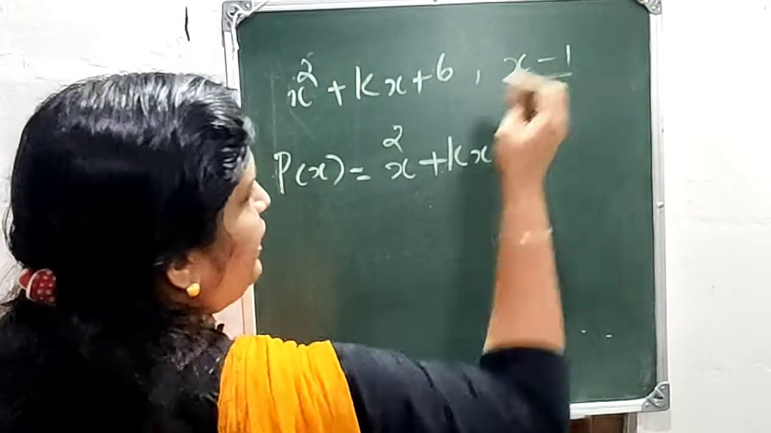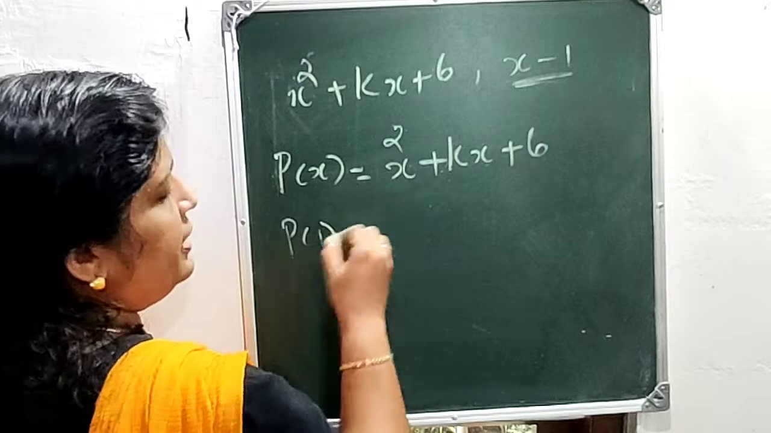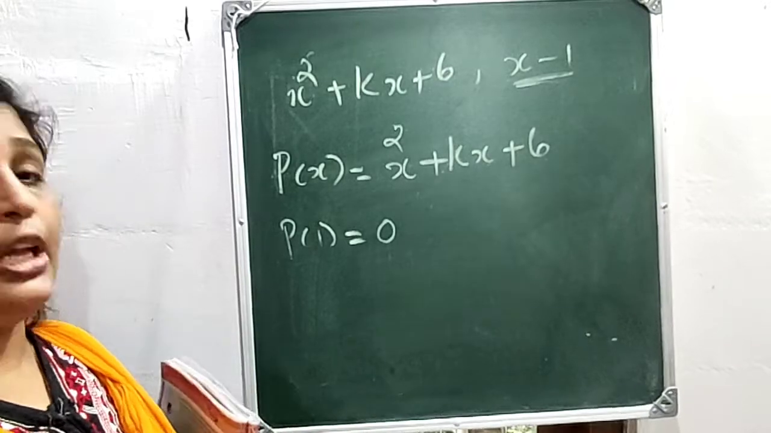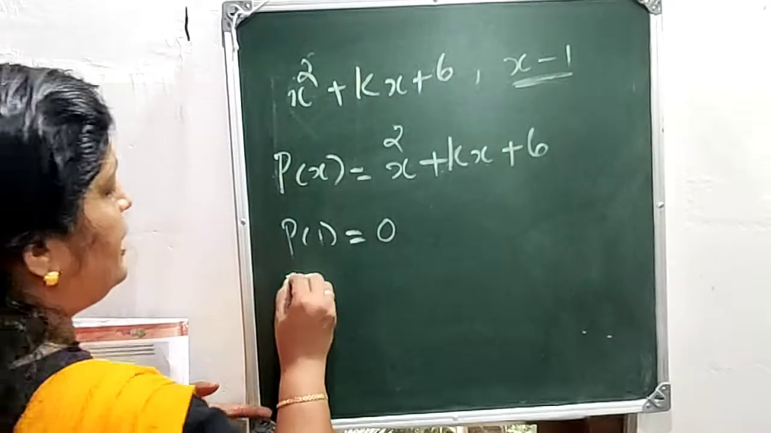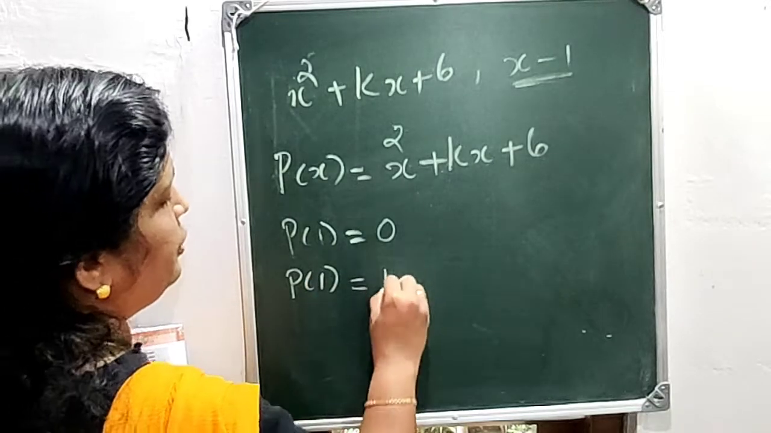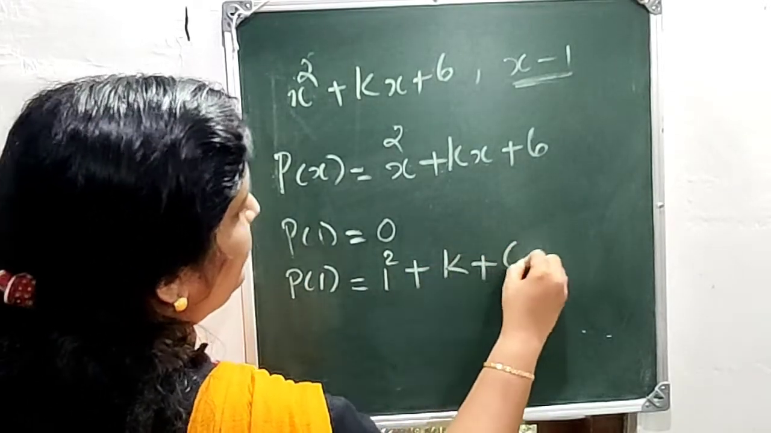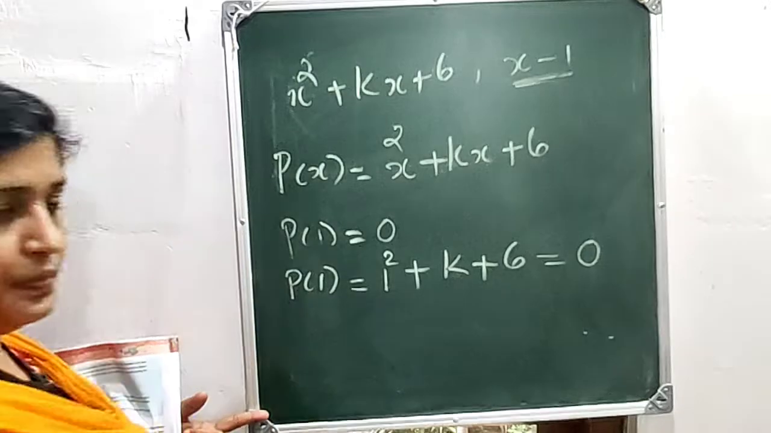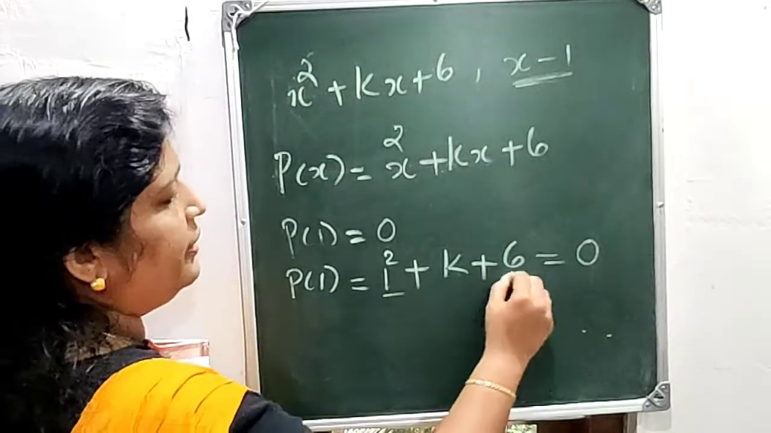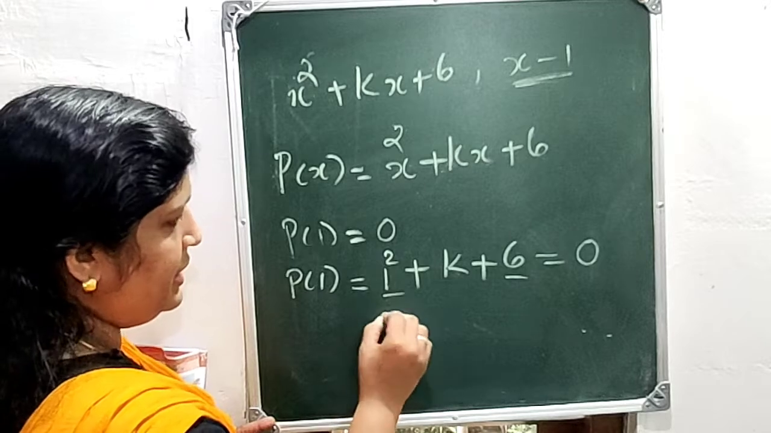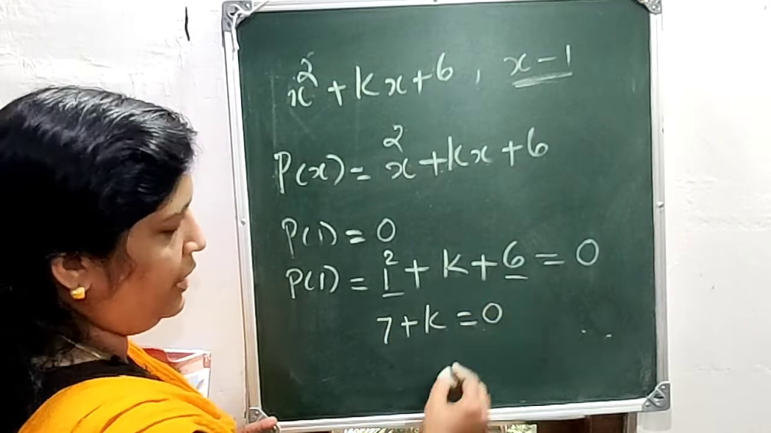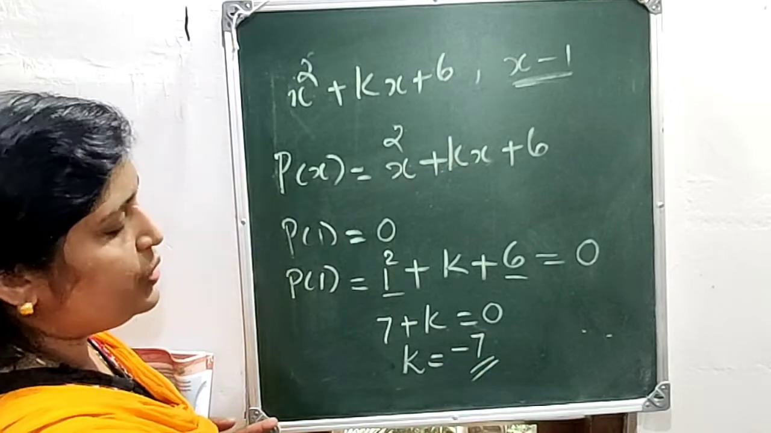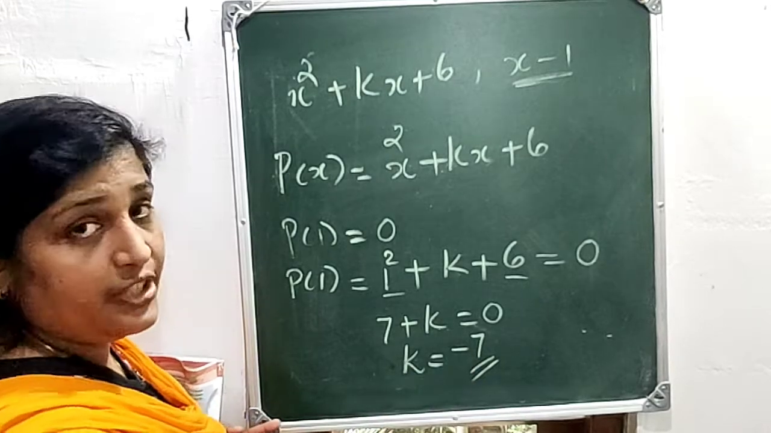Since x minus 1 is a factor, we can say that p of 1 is equal to 0. That is, what is p of 1 here? P of 1 is equal to 1 square plus k plus 6. Okay, 1 square plus k into 1 is equal to k plus 6, which is equal to 0. Add the numbers together: 1 plus 6, that is 7 plus k is equal to 0. Then what is k? k is equal to negative 7. So the value of k is equal to negative 7.